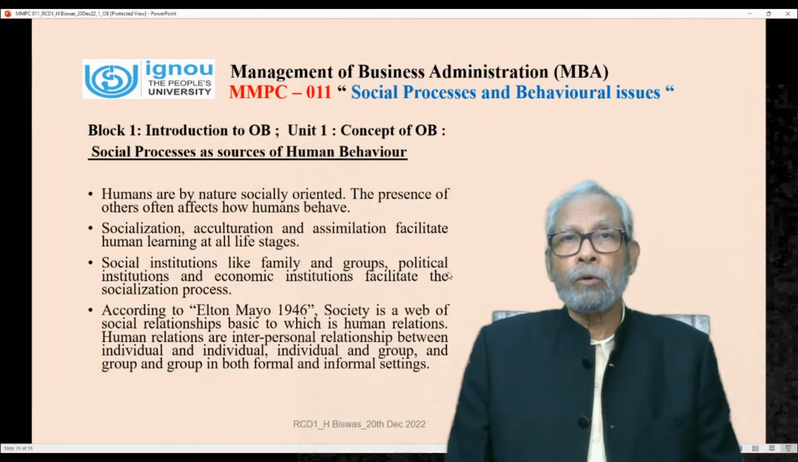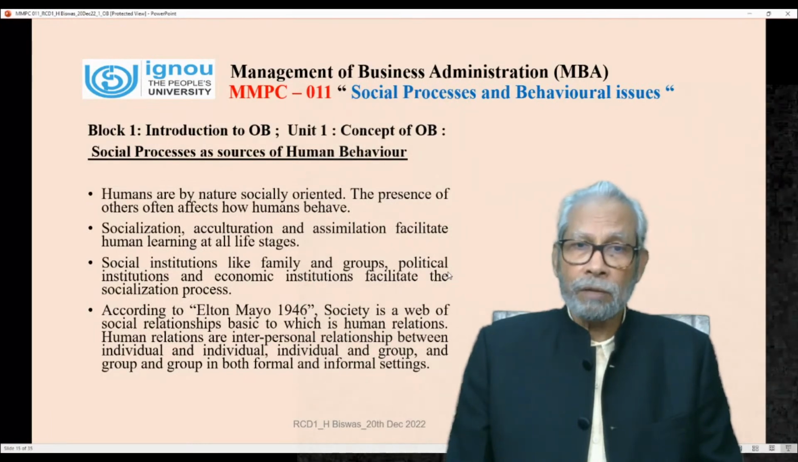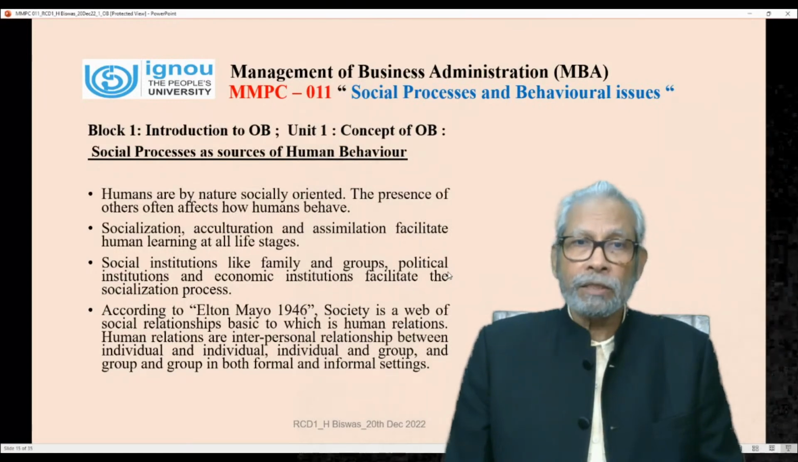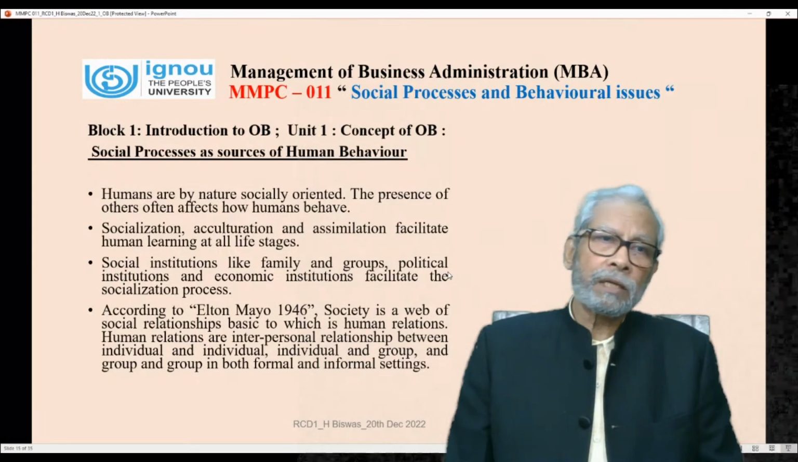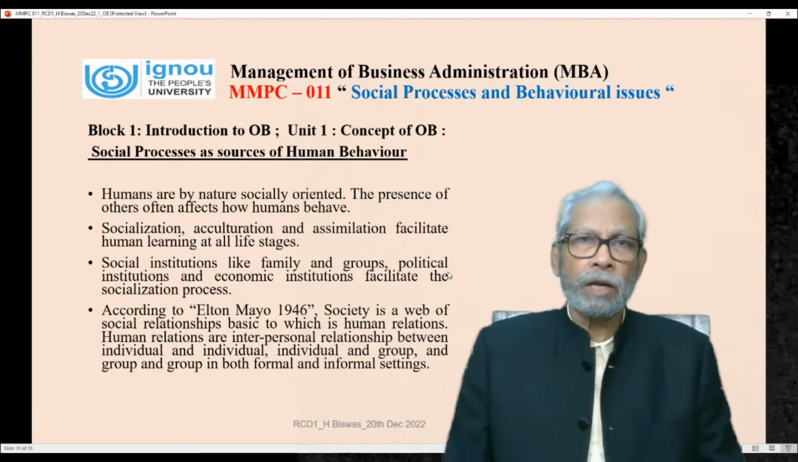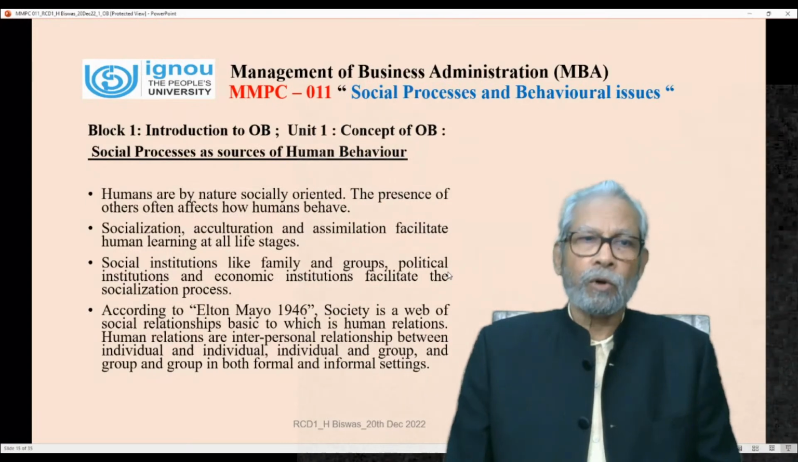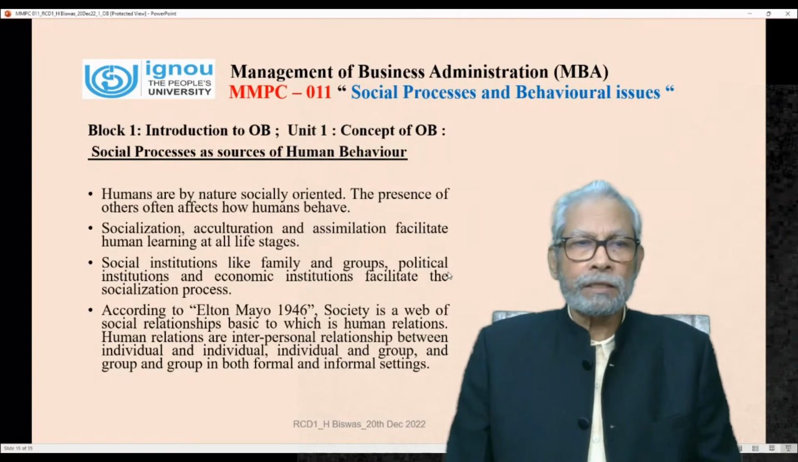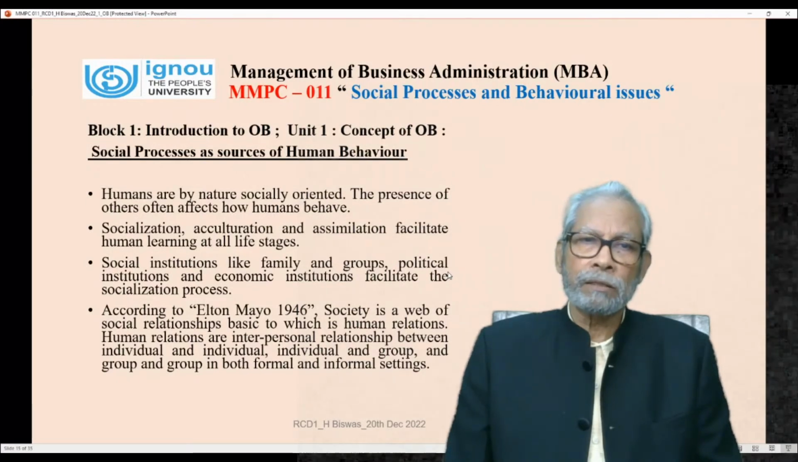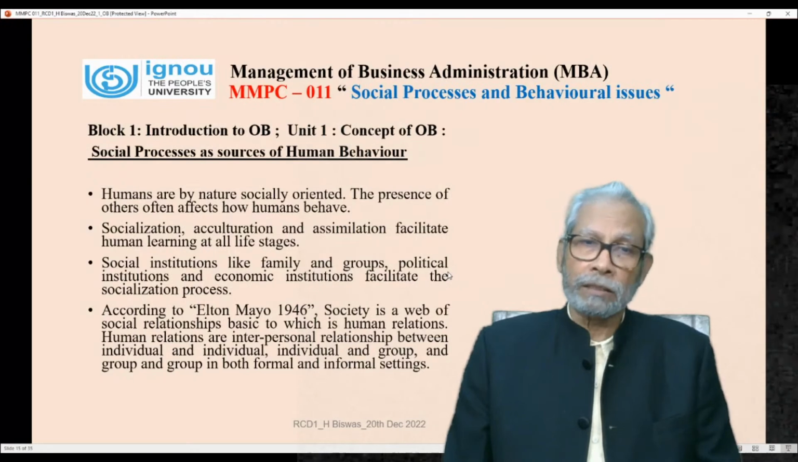Culturalization is also required. You have to know each other's cultures and respond accordingly. Then you have to sum up the things, and as much as possible involve yourself with the things and facilities. So basically this is learning at different stages of life. We have to phase out the time and learn throughout our life stages. Social institutions like family and groups, political institutions, and economic institutions facilitate the socialization process. From the family and from the group we have learned the things, we have gained the systems, and accordingly we have to act with others also. So these all are social institutions.